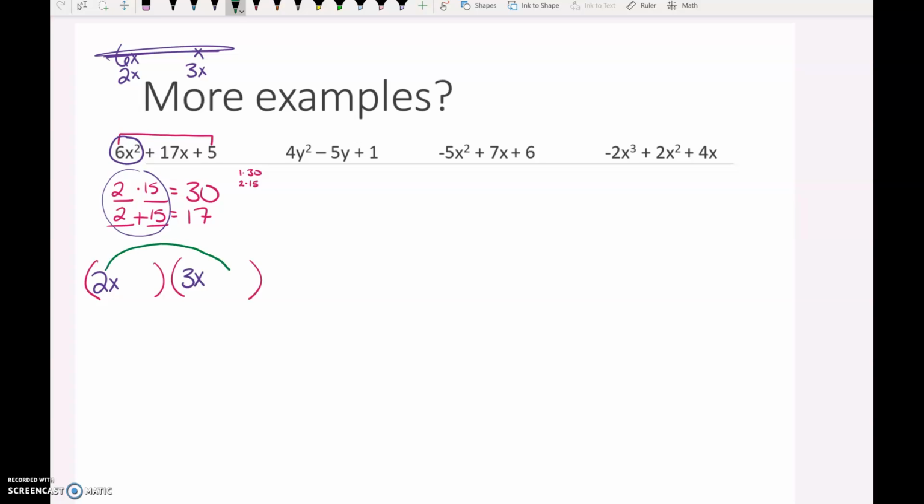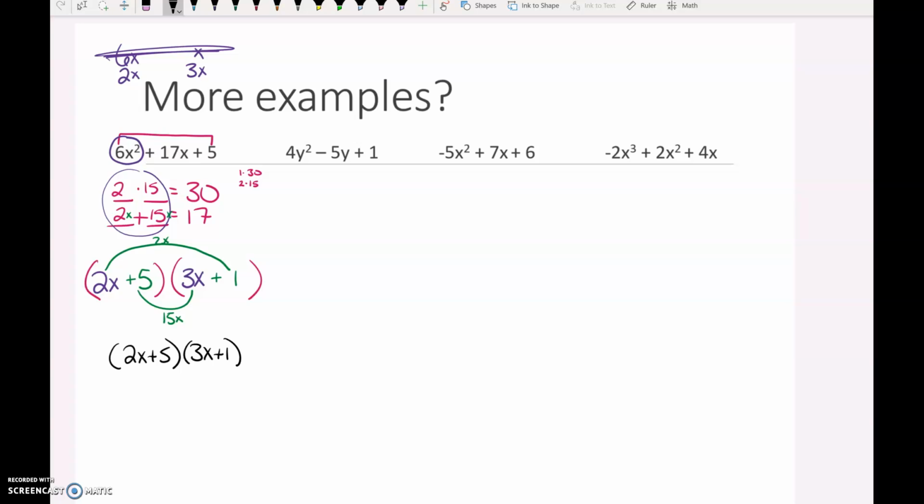2x times something has to give us one of these numbers with an x. I'm guessing this is going to be the 2x. So 2x times 1 is 2x. That means these two have to multiply to give me 15x, 3x times 5. So my factored form is (2x + 5)(3x + 1).